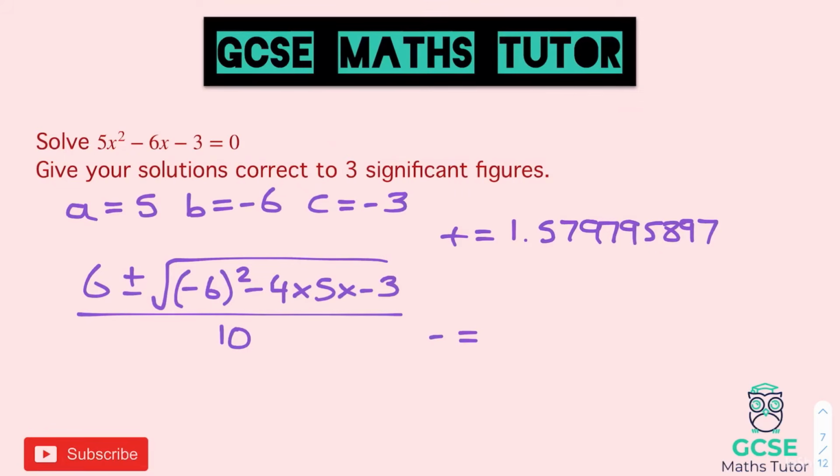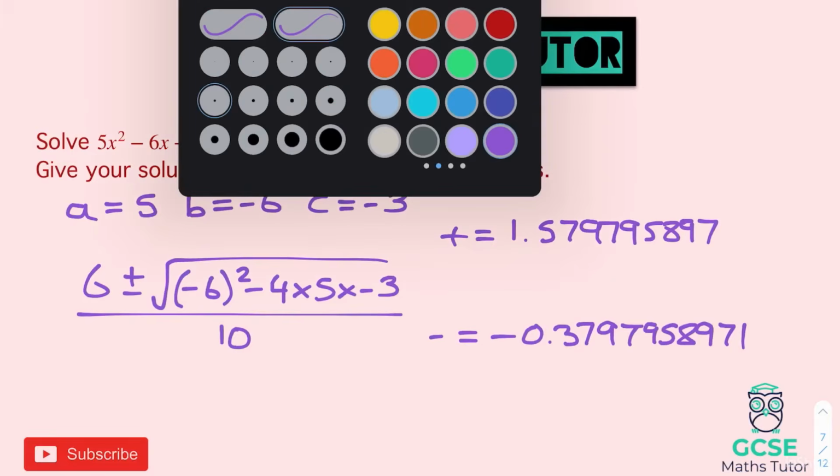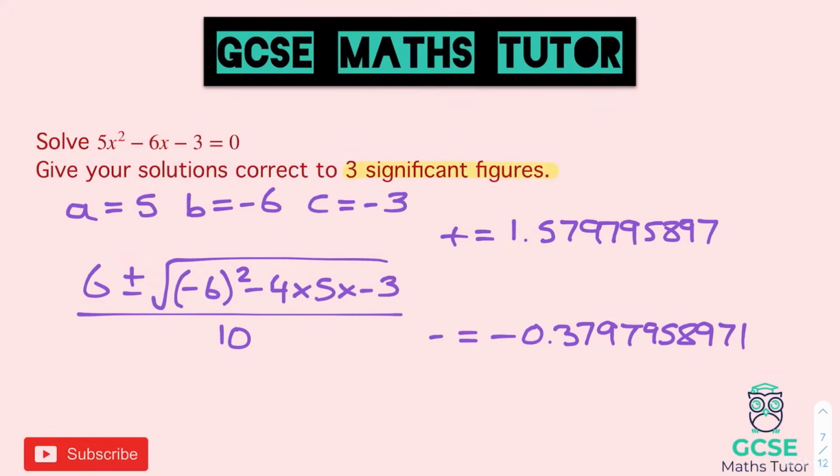And let's go back into the calculator, change the plus for a minus, and we get an answer here of negative 0.3797958971. There we go. And again, we're going to round these to 3 significant figures again. So 157, and then we've got a 9 after that, so that's going to be 158, so 1.58.